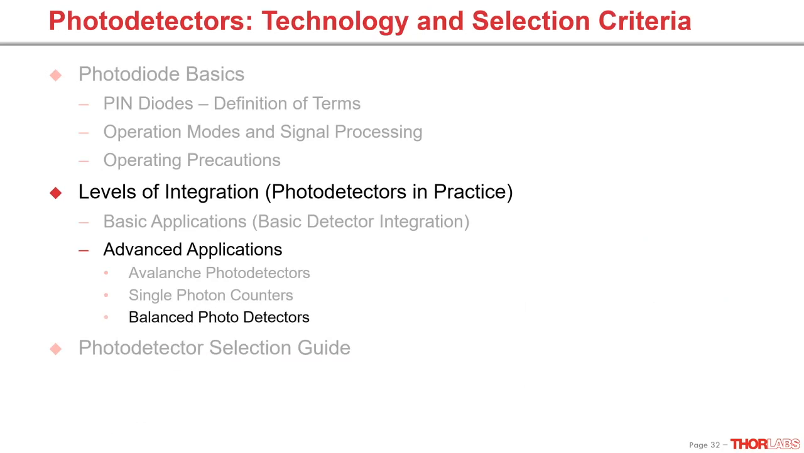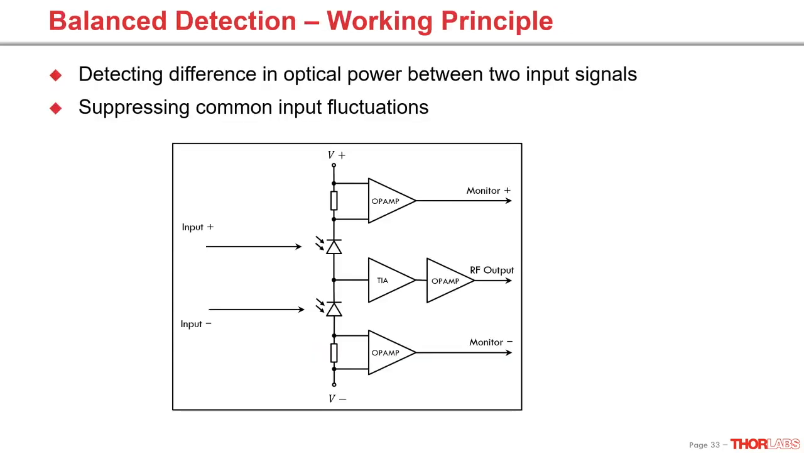In the last step, we want to get to know the advantages of balanced detection. Balanced detectors are capable of detecting small differences in optical power between 2 signals by suppressing the common input fluctuations. The key elements are 2 very well-matched photodiodes, due to their capacitance and responsivity.